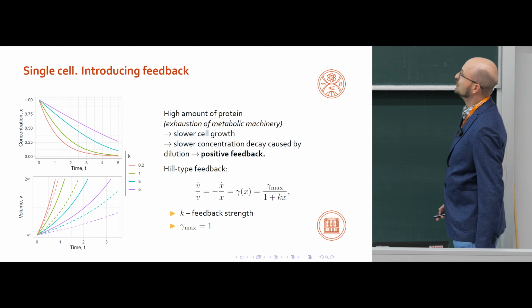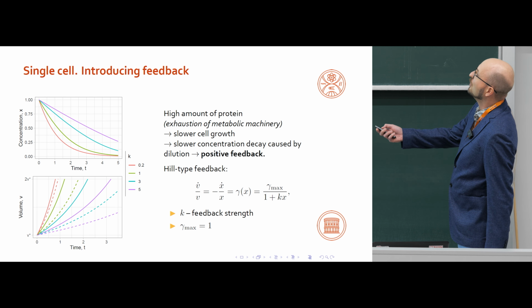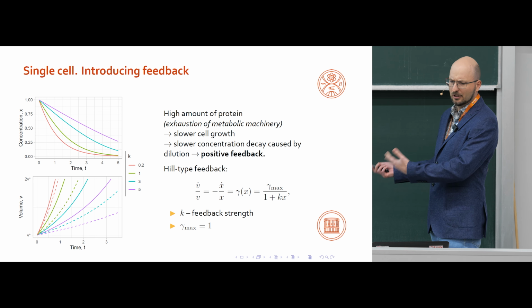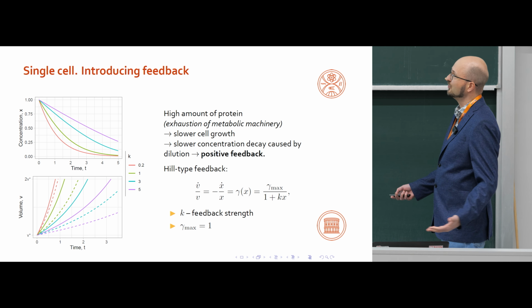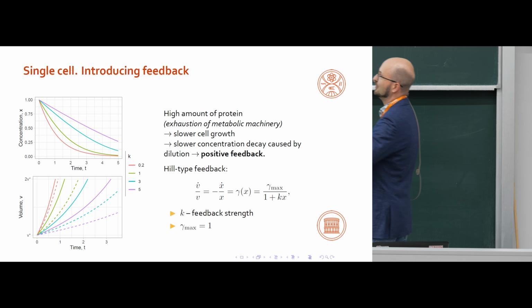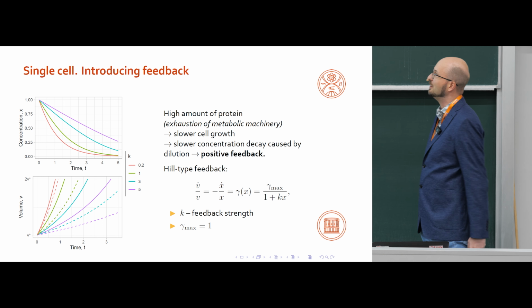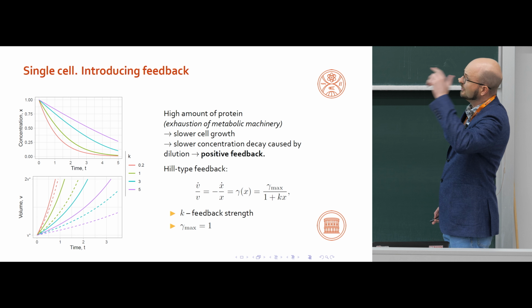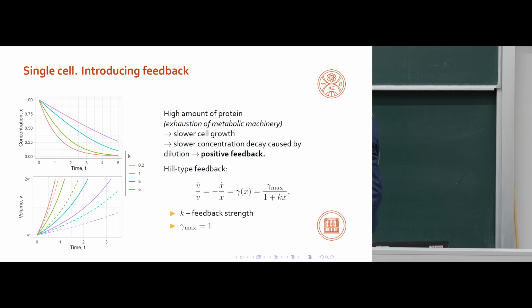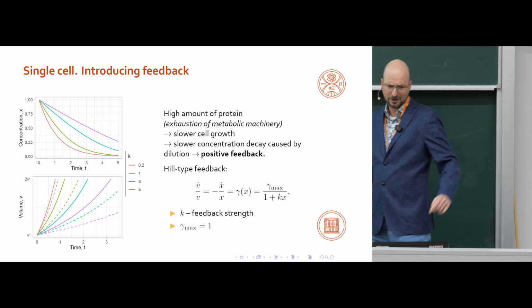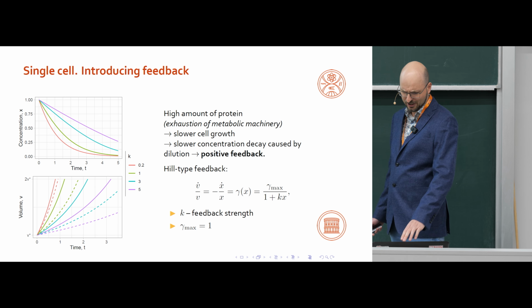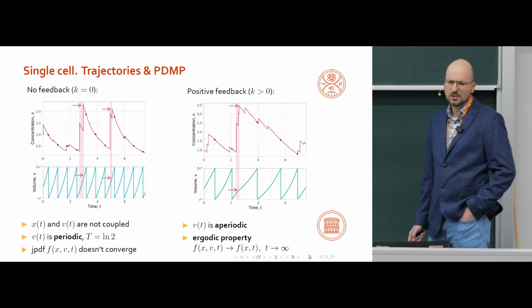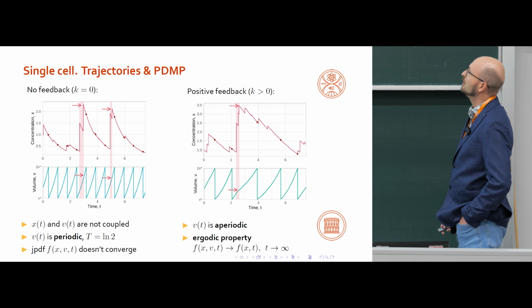And the left-hand side shows how concentration decays for different values of k, which is the feedback strength. We call it feedback strength because the higher the k, the stronger the feedback gets via dilution. So for different k's, you have different decay patterns and different growth patterns, that's the figure downstairs. All right, so let me show some simulations of this model.